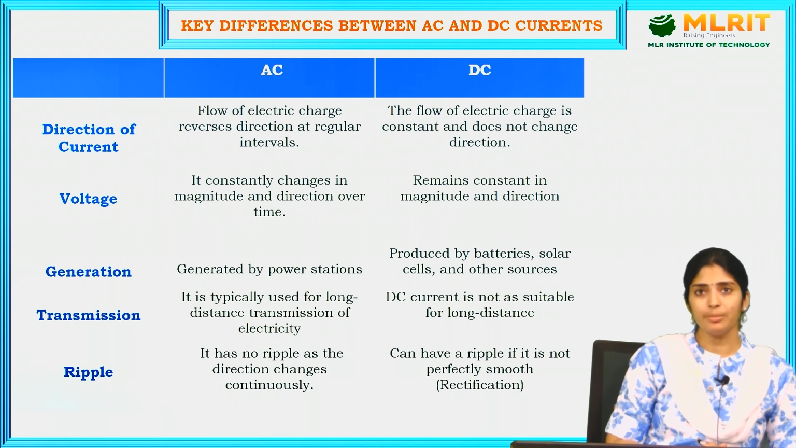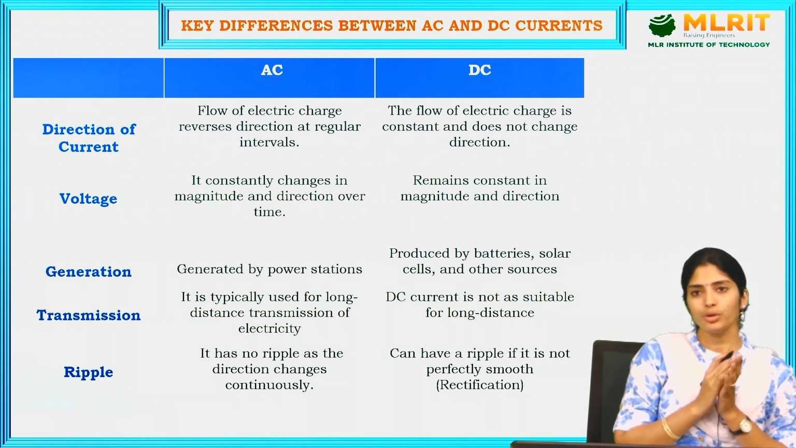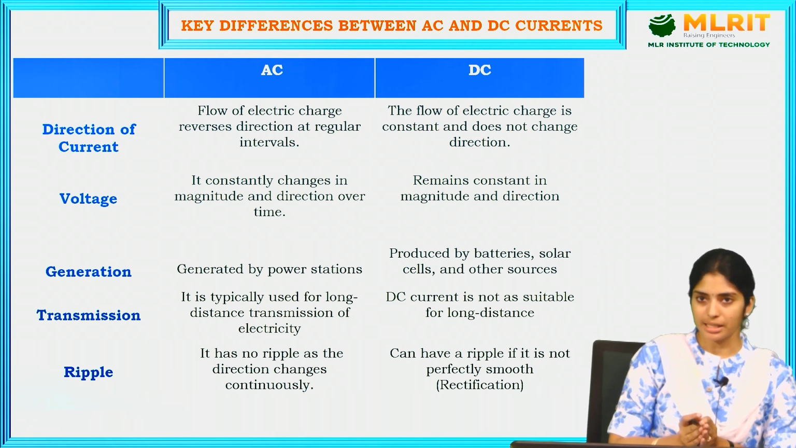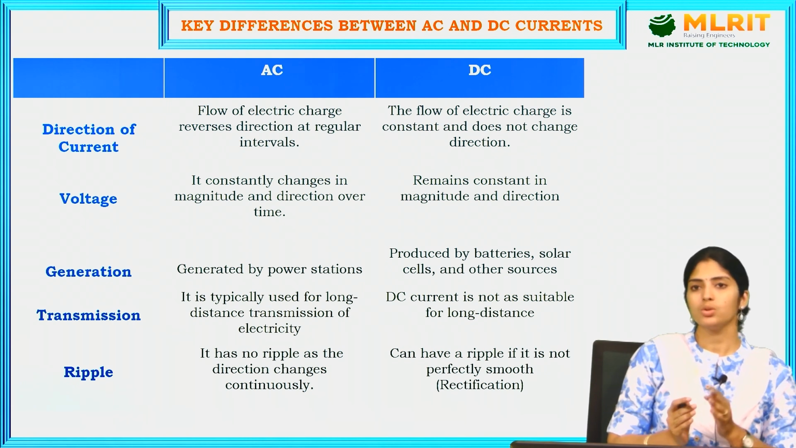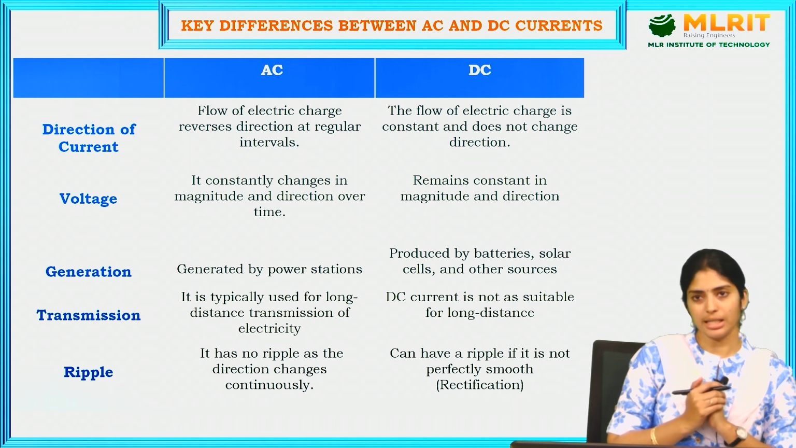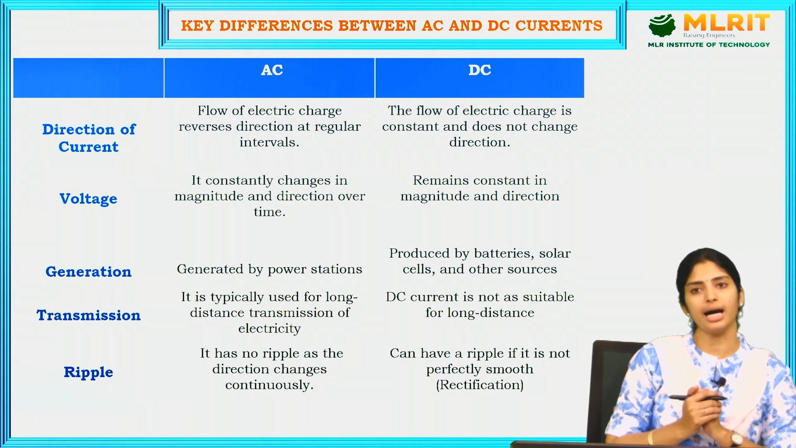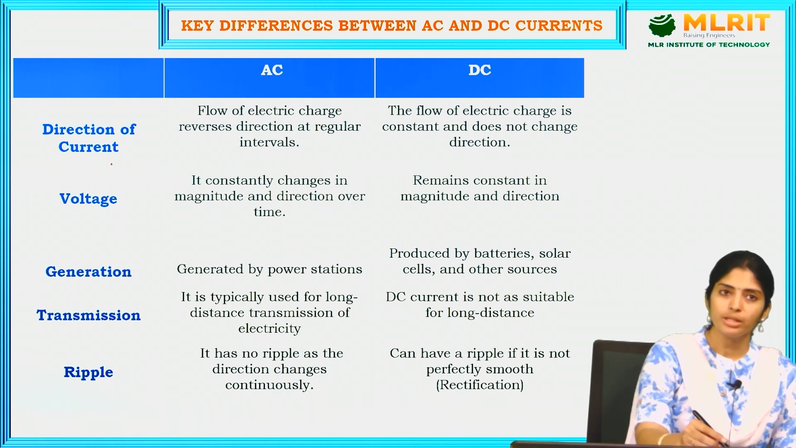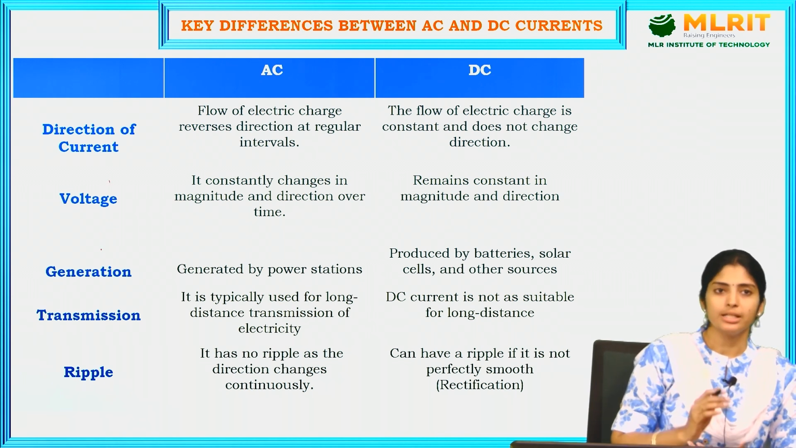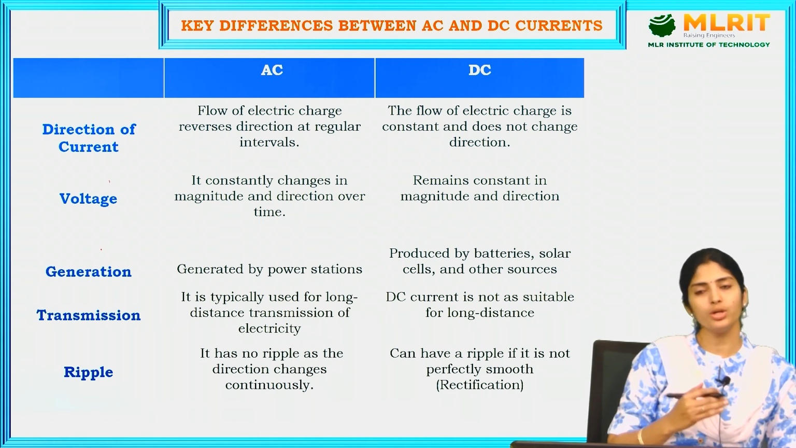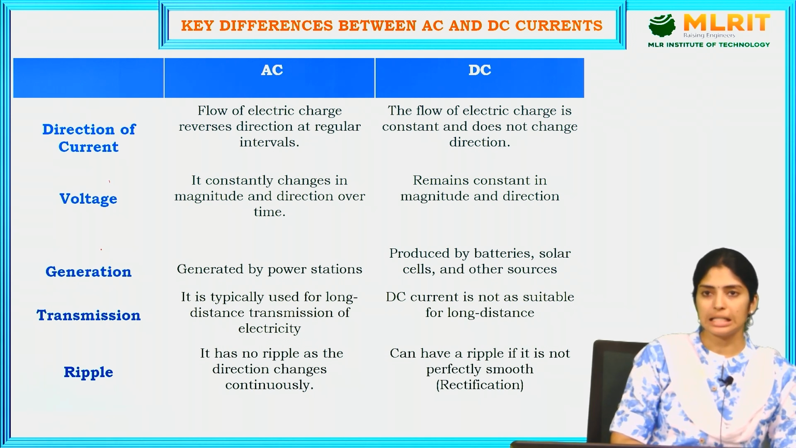Next, coming to currents. We have two types of currents called AC and DC, alternating current and direct current. Currents are classified into these two types. Now we will see the differences between alternating current and direct current. Based on the direction of current, voltage, generation, transmission and ripple, we are going to differentiate the AC and the DC.